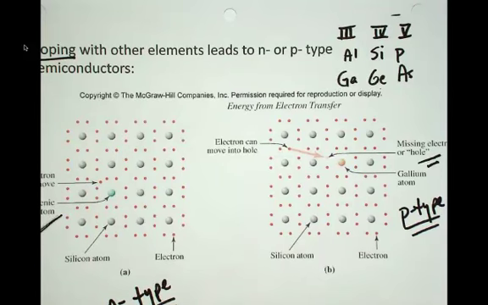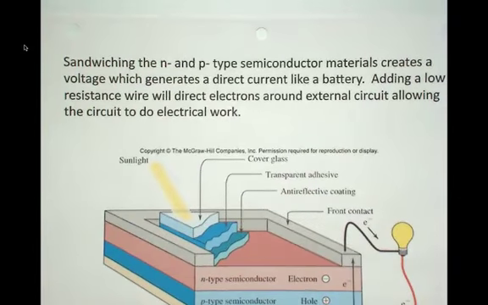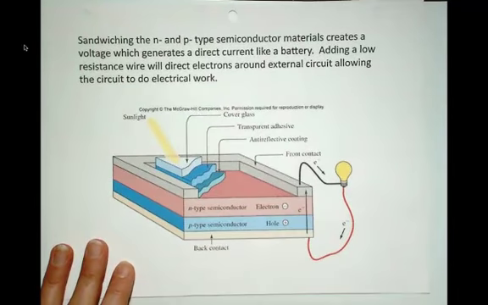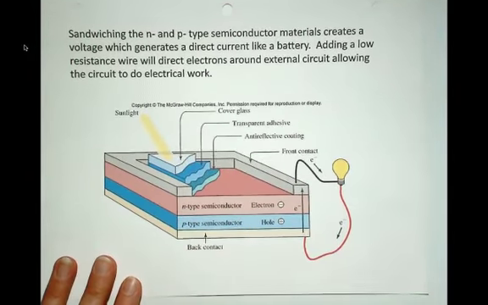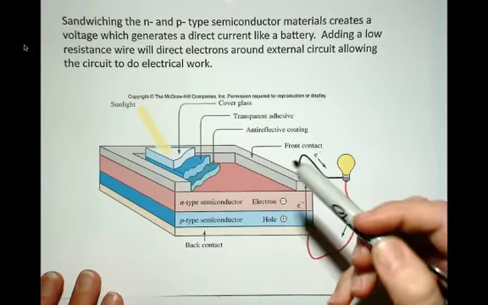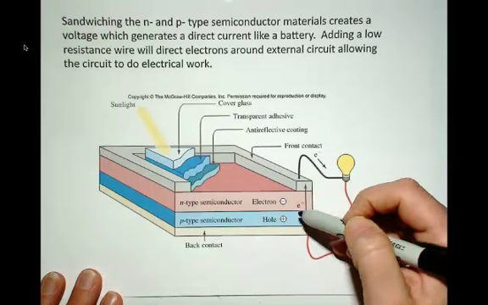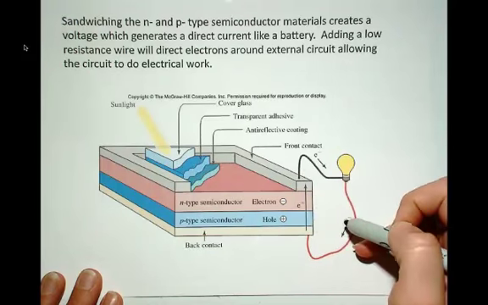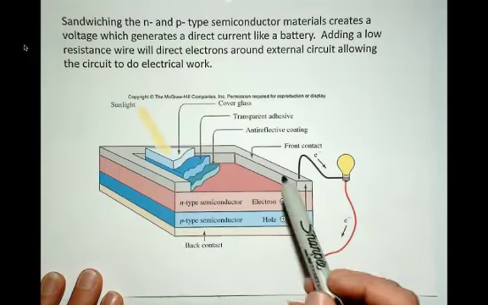All right, and so then to make your photovoltaic cell, what the engineers do is they sandwich the N and P-type semiconductors together. And when you do that, that creates a voltage, which will generate a direct current. It's directing the electrons in a certain direction. They're going to want to move from the positive to the negative hole and around. Okay, they're going to be directed around from where there is an extra electron around this circuit to do work. Okay, so this is just an example of what a solar cell is.